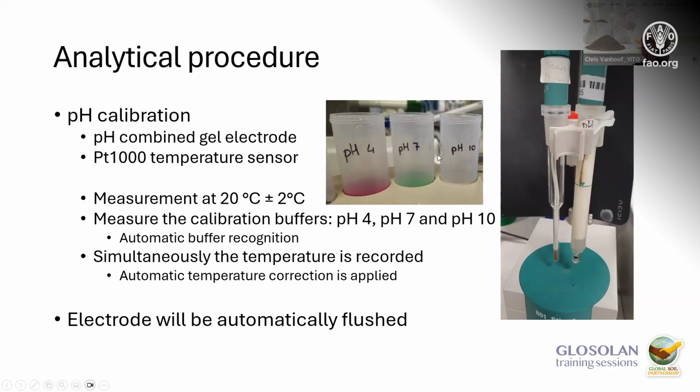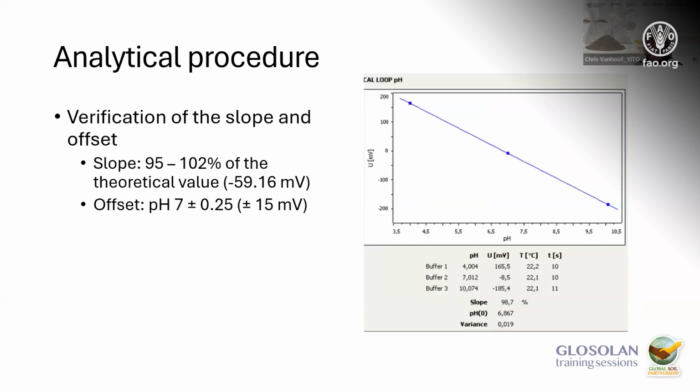You can see here the buffers that we use for calibration. It's the pH 4, pH 7, and pH 10. And we also work with automatic buffer recognition, so that can be applied when the temperature is measured. In between measurements, if we use the automated procedure, the electrode will always be flushed so that you don't get a contamination between the different samples.